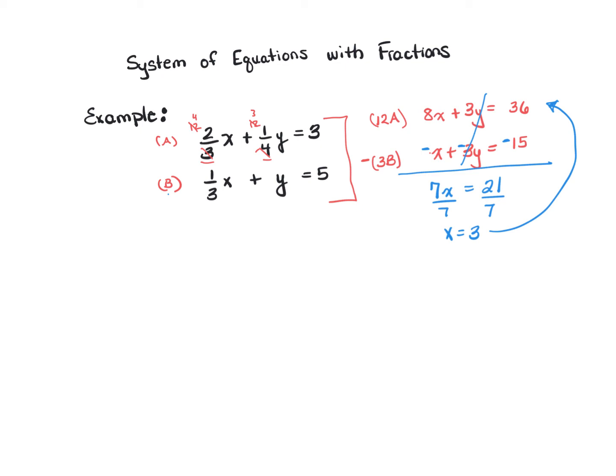I'm going to go ahead and plug it into this 12A. So we have 8 times 3 plus 3y equals 36. 24 plus 3y is 36. Subtracting 24, 3y is 12, and y is 4. So our solution here is 3, 4.